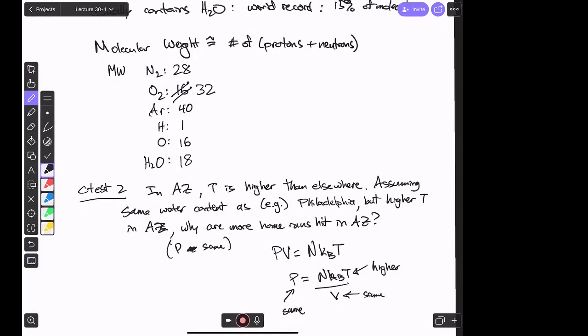So just to clarify, the reason that we could assume the volume stays the same is basically that the volume of a baseball stadium in Arizona is the same as in Philadelphia. I'm sorry, go ahead, say that last thing again.